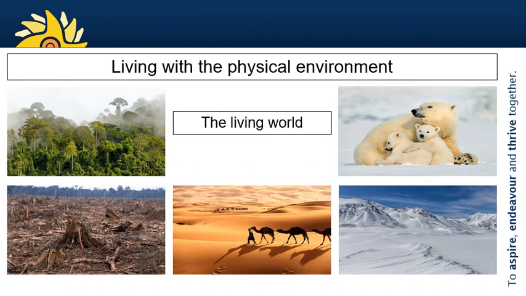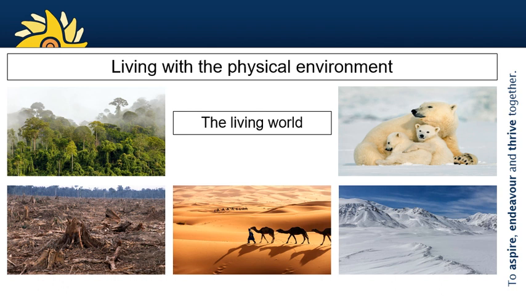Next up in the living with the physical environment section is the living world. So we focus on 3 ecosystems or biomes within this topic, and we look at the polar regions, hot deserts, and the tropical rainforests. Again, it's trying to understand how these ecosystems function, but also how they are important for humans and the damage that humans are doing to them, and what we can do to approach our use of these different environments in a more sustainable way.